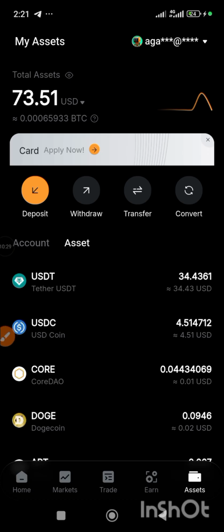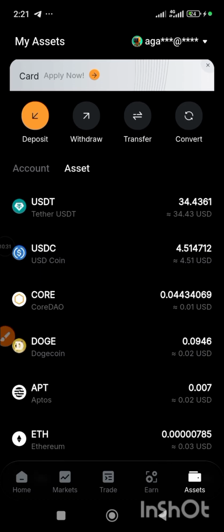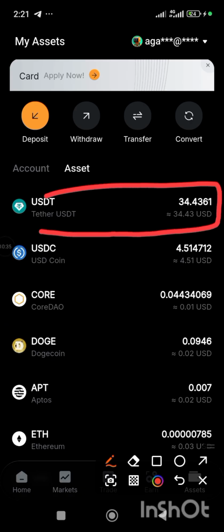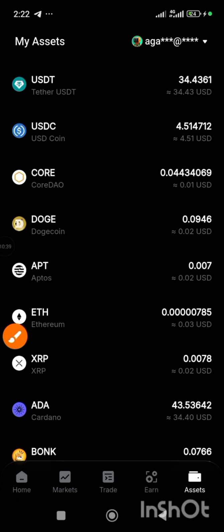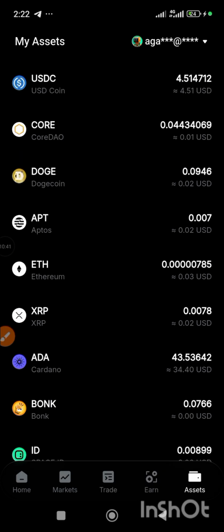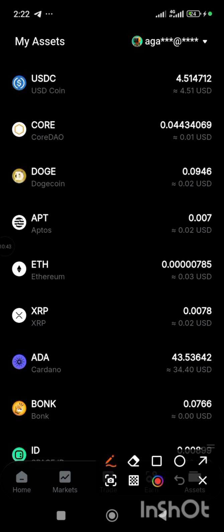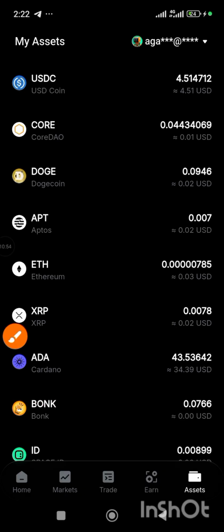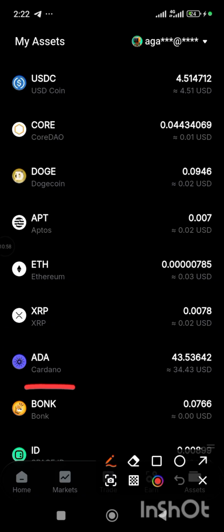Now let me explain, what do I have here? I have my USDT of $34. Looking at my asset, I also bought ADA. Look at my ADA here. I also bought it with $34. Okay, so now what does it mean? It means that this ADA here is the one that I bought with market price.